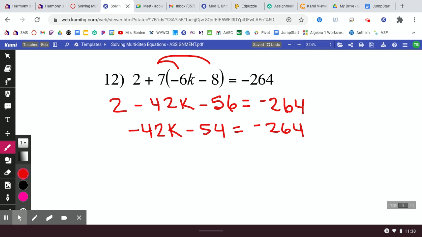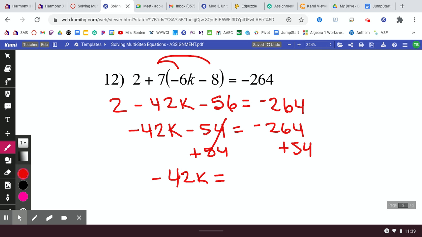Now we got to start moving. What are we going to move? Okay, it's negative, so that means we're going to do the opposite, which is positive. If we do it to one side, we do it to both. And we get negative 42k equals, what's negative 264 plus 54? 318. We're not adding them. We've got a negative and a positive. That means we got to subtract and take the sign of the bigger.